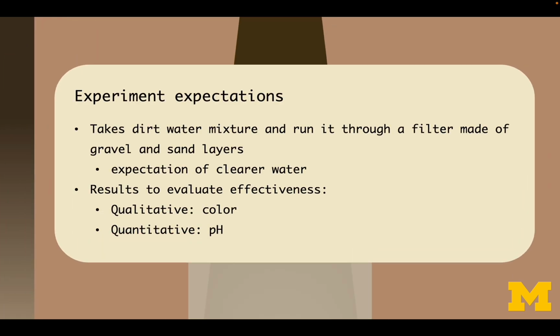The overall design and expectation is to take a dirt-water mixture and run it through a filter made of gravel and sand layers and have clear water at the end. In order to evaluate the effectiveness of this filter, we have qualitative and quantitative data. The qualitative data will be the change in color, and the quantitative data will be the change of pH as it was before and after it ran through the filter.